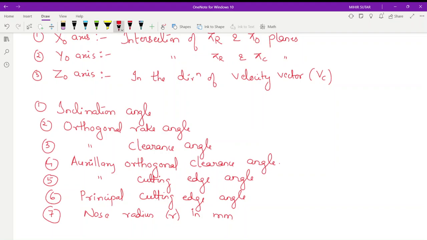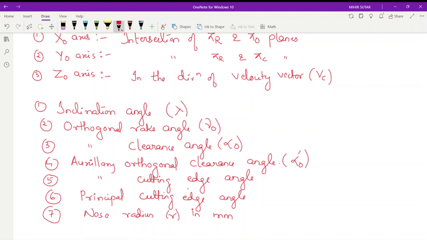In ASA, when we manufacture the tool, we make it in inches. But in the case of the ORS system, nose radius is always in mm. The inclination angle is denoted by lambda. The orthogonal rake angle, as I have already told you, rake angle is denoted by gamma, and as it is an orthogonal rake, it is gamma O. Clearance angle is denoted by alpha, so the orthogonal clearance angle is alpha O. And the fourth one is the auxiliary orthogonal clearance angle, denoted by alpha prime. The prime symbol is given for the auxiliary.